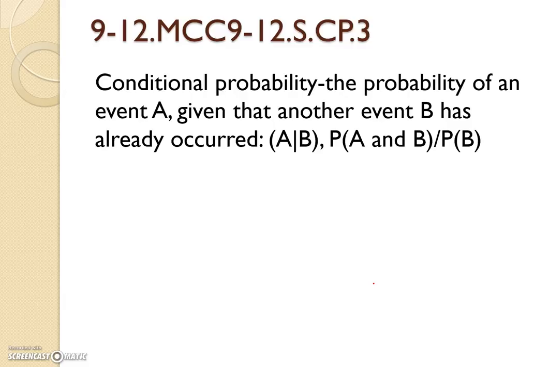This third standard is conditional probability. The probability of event A, given that another event B has already occurred. P(A given B) is P(A and B) divided by P(B).